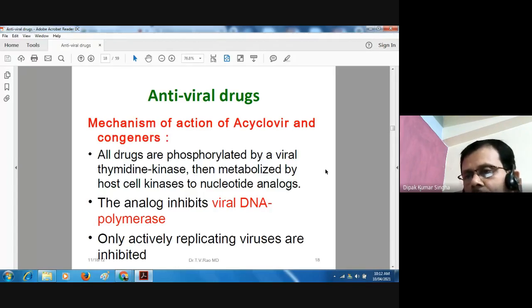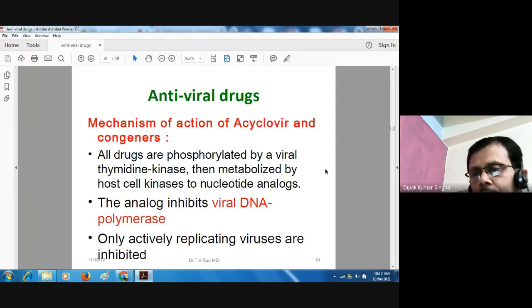Then it is metabolized by the host cell kinases into nucleotide analogs, and these analogs inhibit the viral DNA polymerase. Generally there are two types of virus, the DNA virus and the RNA virus. Viral DNA polymerase helps in replication. If replication does not occur, then transcription will not occur, then translation will not occur, and finally the protein will not form, and the viral infection will ultimately be stopped.